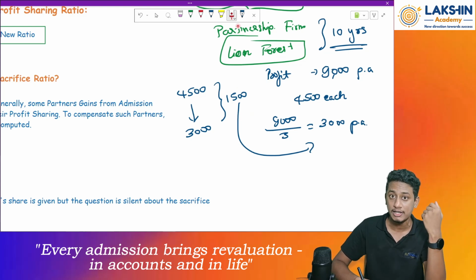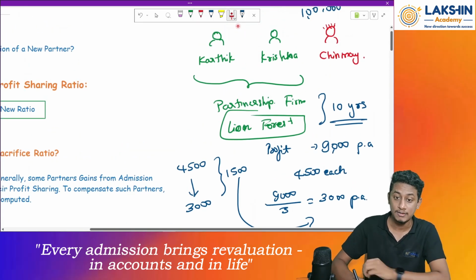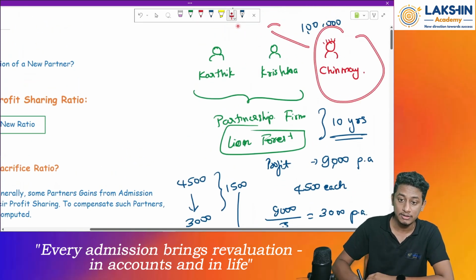Why? Because Chinmay is admitted. Now they need to be compensated for the profits, right? Okay. Because of that, he brings in something called goodwill.